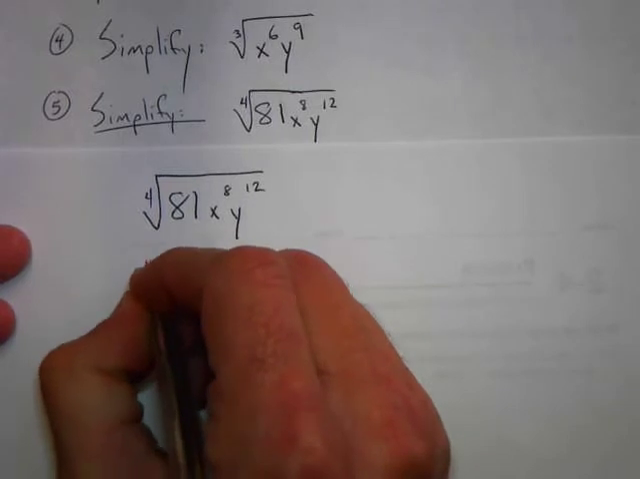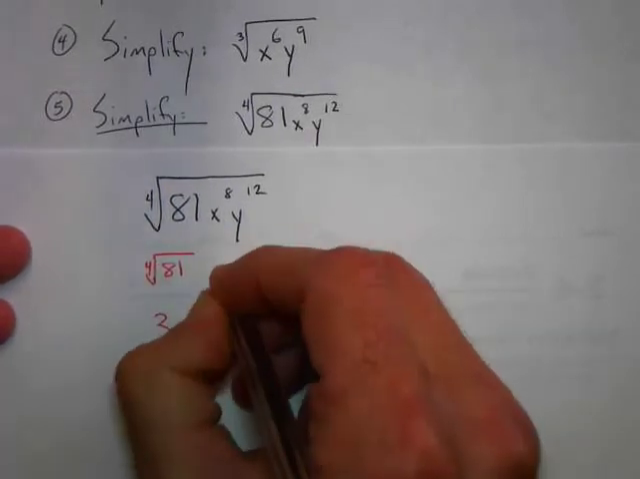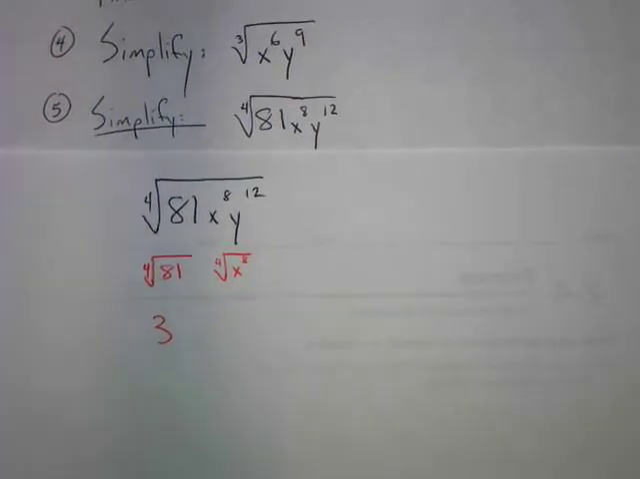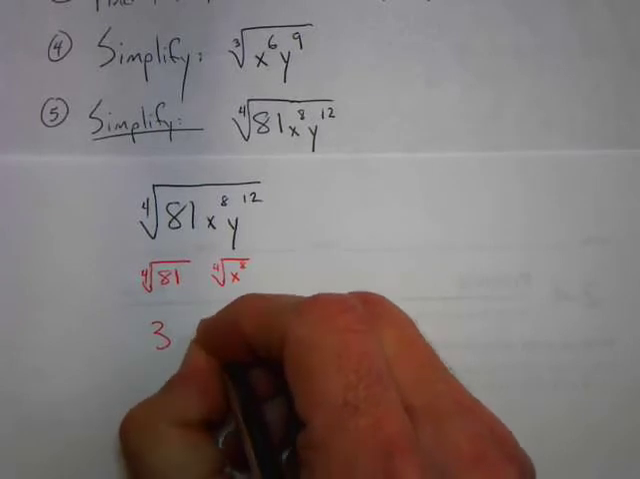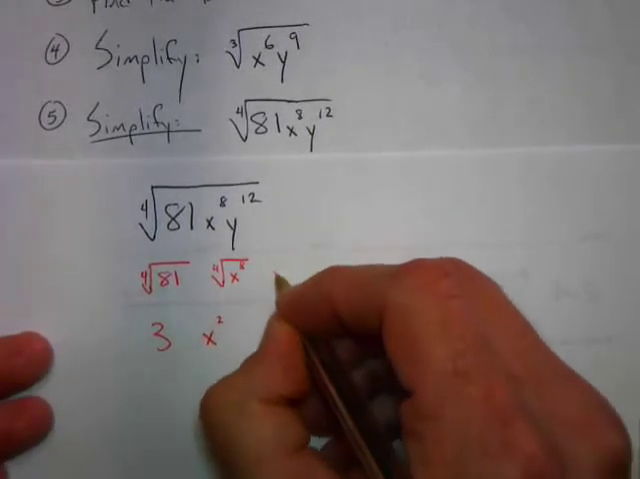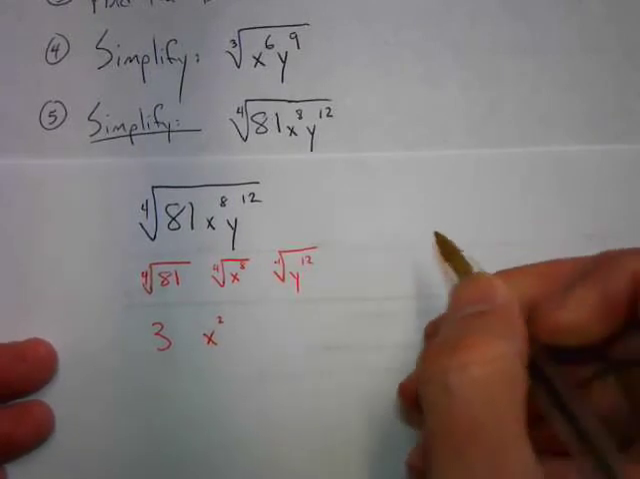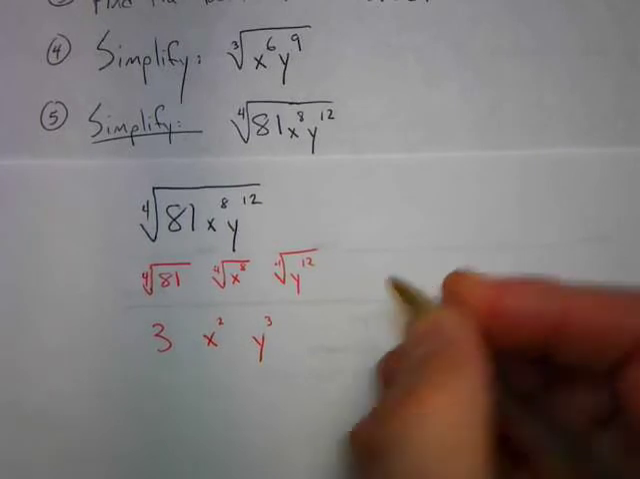So we have the 4th root of 81 is 3. What about the 4th root of x to the 8th power? What times itself 4 times gives you x to the 8th power? You can test some things out, and you will come up with x squared. And then the 4th root of y to the 12th power, of course, is y to the 3rd.